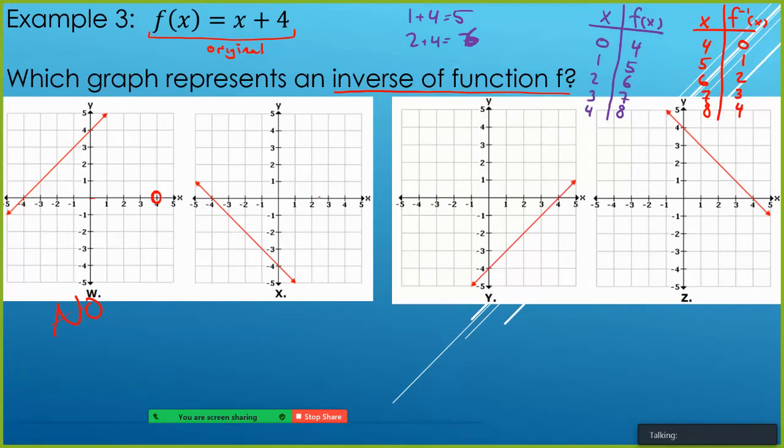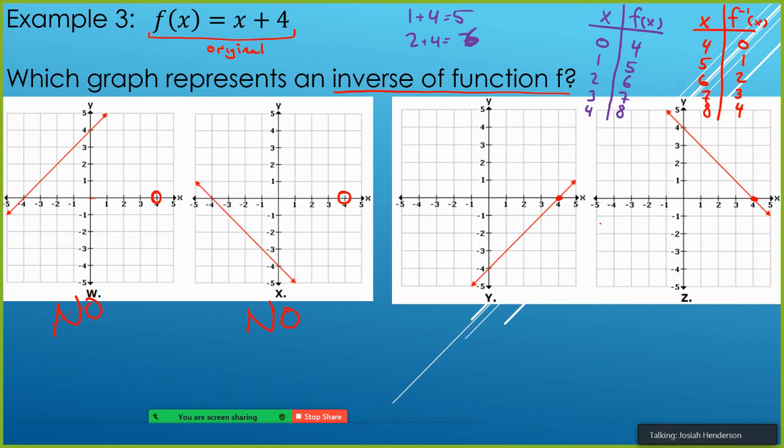X at 4, comma 0, again, same position. The line isn't even on it. So it's not this one. So we've ruled out W and X. If you look at the next two options, there's 4, 0, the line is on it. And here's 4, 0, the line is on it. So it could be either of those. It could be Y or Z.